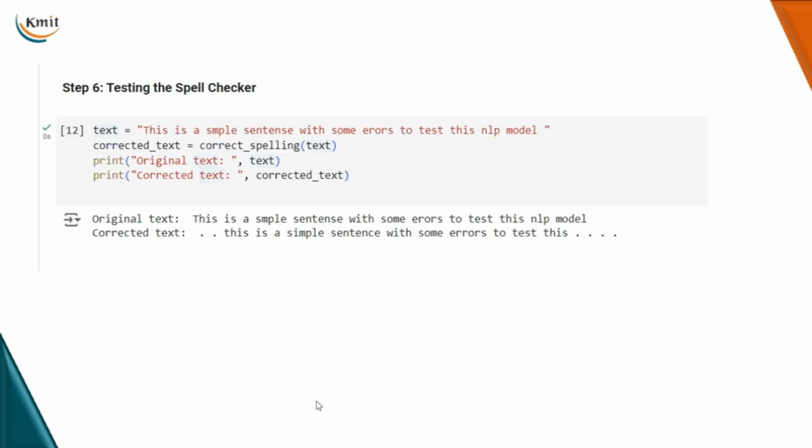Once I'm done with all this, I'll go for testing. I've taken a text: this is a sample sentence with some errors such as this NLP model. I am defining the test string here with intentional spelling errors. I'm calling the correct_spelling function to correct the given text and print the original text. As you can see here, the output is: this is a sample sentence with some errors such as the NLP model. The word sample, given as simple, and the spelling of sentence were wrong, which is corrected. The spelling of error is wrong, which is corrected. So in this way, we can implement a spell checker using BERT.